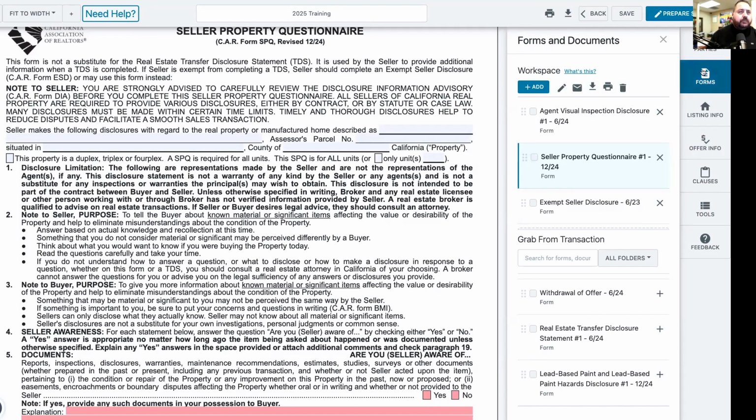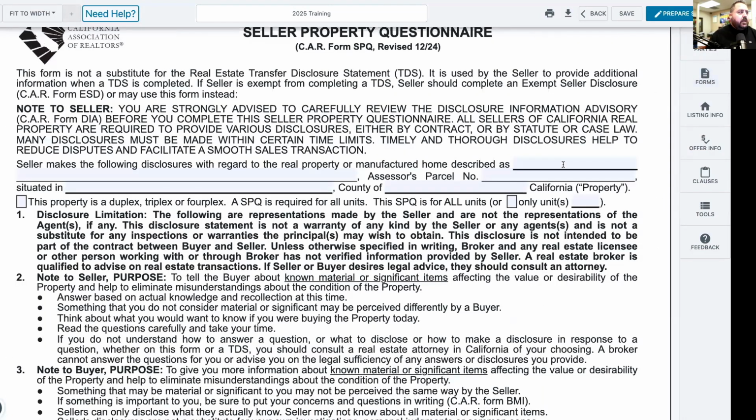Okay, so you are strongly advised to carefully review the disclosure information advisory before you complete the seller property questionnaire. All sellers of California real property are required to provide various disclosures, either by contract or by statute or case law. Many disclosures must be made within certain time limits. Timely and thorough disclosures help to reduce disputes and facilitate a smooth sales transaction.